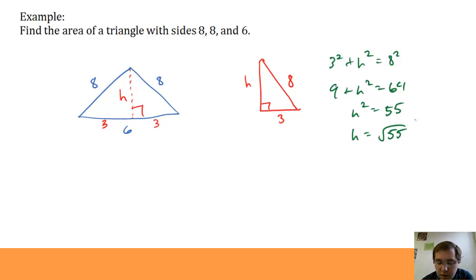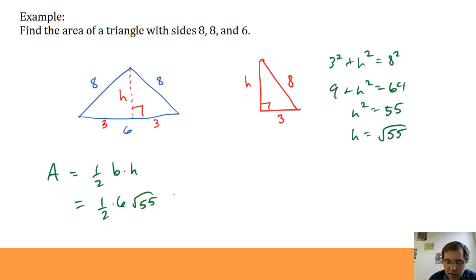Nope. So that's the height of the triangle. Area of a triangle is 1/2 of the base times the height. What's the base here? That's 6, because that's the side that we drew the altitude to. So 6 times the height, which is radical 55. Well, 1/2 of 6 is 3. So that's simply 3 radical 55. And as long as that's simplified, I'm done. And it is simplified. There are no perfect squares that divide into 55.